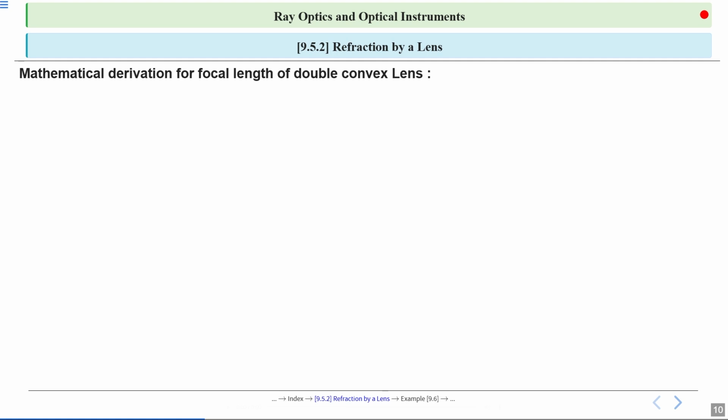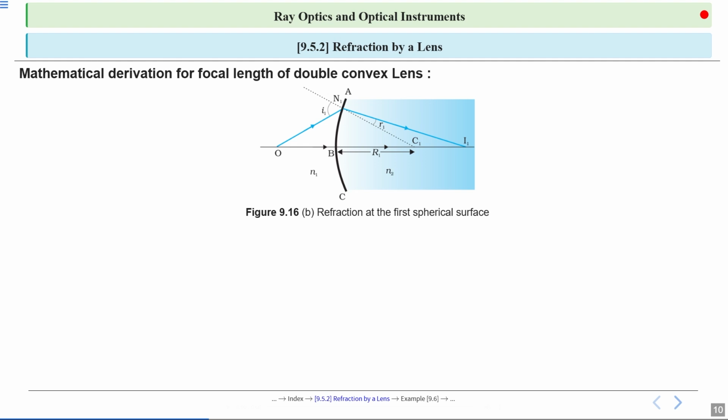Now we will do the mathematical derivation for the focal length of a double convex lens. This is the refraction at the first spherical surface, figure 9.16. For the first spherical surface ABC, we consider that the left side of ABC is one medium having refractive index n1, and on the right side of the spherical surface ABC there is a medium of refractive index n2, which is the refractive index of the lens. That is the medium of the lens. We are not considering the second surface here, so this is refraction from the first surface.